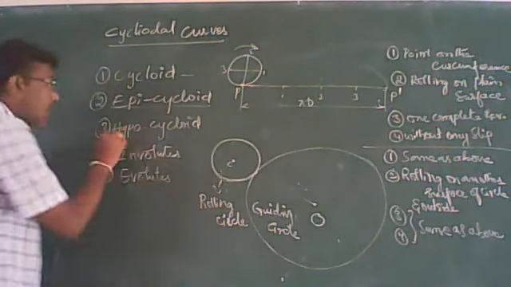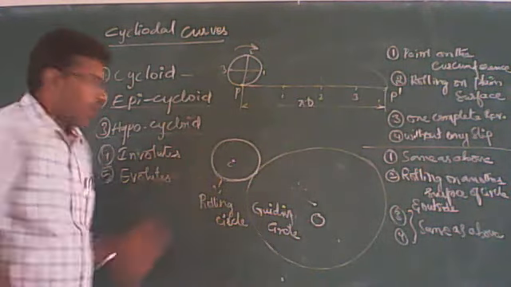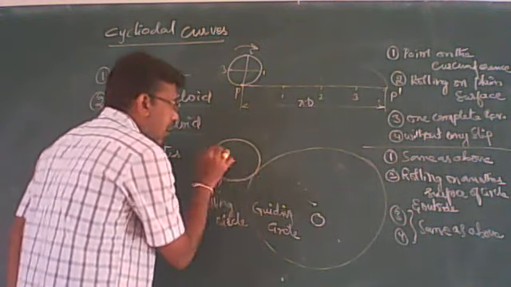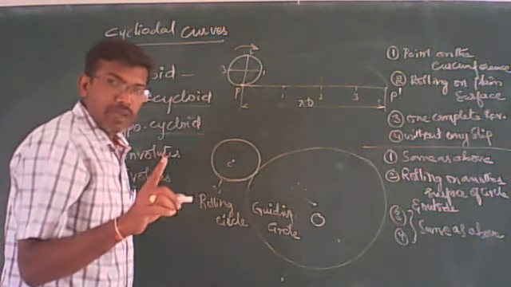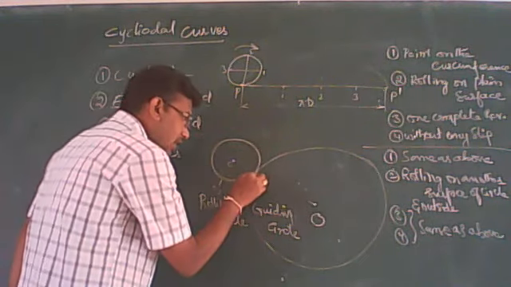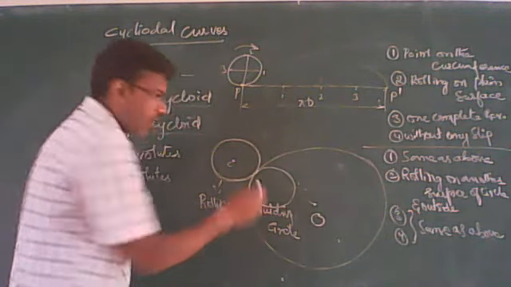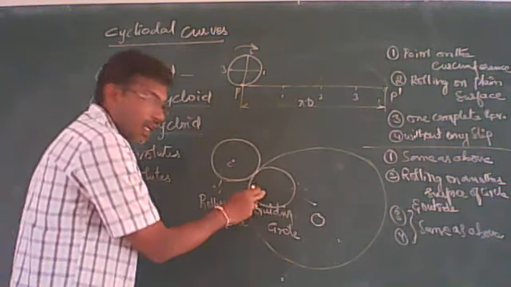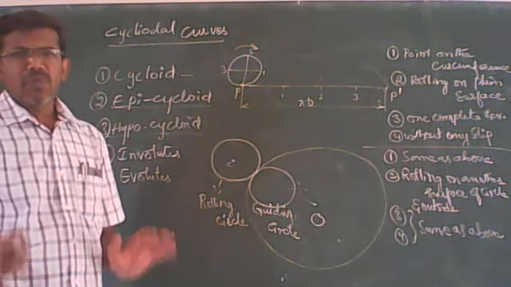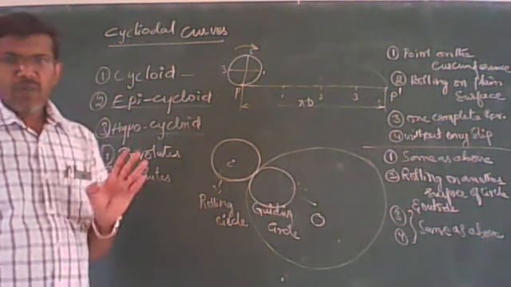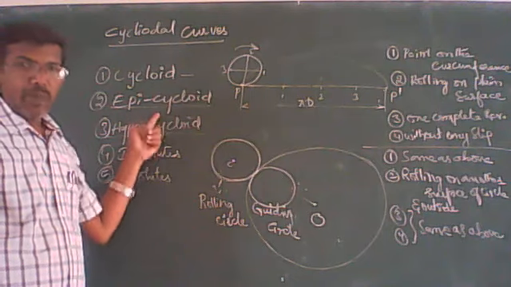And what about the hypocycloid? Simply notice that when the rolling circle is rolling on the another surface of the circle, it is epicycloid. And when the rolling circle is inside the circle, then it is called a hypocycloid. So this is a small difference. Now I will explain once again the three: cycloid, epicycloid, and hypocycloid.